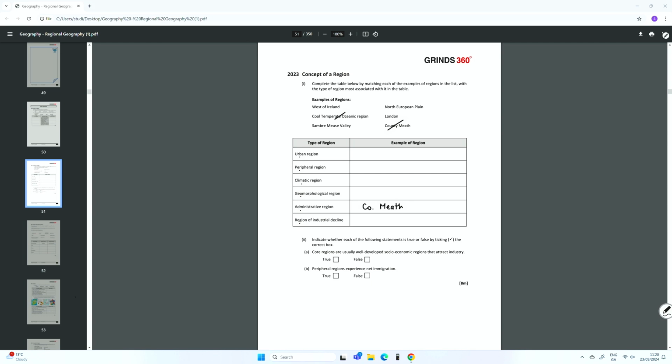Next, let's go for cool temperate oceanic, because I've seen that as an example already here today. Again, it's based on temperature and precipitation. So I'm going to put my cool temperate oceanic, again, I'm abbreviating, you don't do that in your exam, as my climatic region. I see Sambre Meuse Valley, and that's actually my example of a region of industrial decline. After that, we have west of Ireland, we have North European Plain, and we have London left. Well, North European Plain is my example of a geomorphological region.